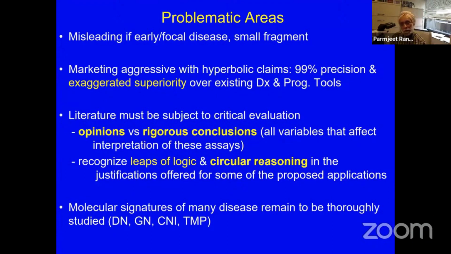So we must read the literature carefully. We must distinguish between opinions and rigorous conclusions, which can be defended by all the variables that affect the interpretation of these assays. We must recognize leaps of logic and circular reasoning in some of the justifications that they offer. Some of the tests are valid, some are way overclaimed. And I should also note that the molecular signatures of many diseases remains to be thoroughly studied, including pyelonephritis, which was shown, diabetic nephropathy, glomerulonephritis, calcineurin toxicity, thrombotic angiopathy.